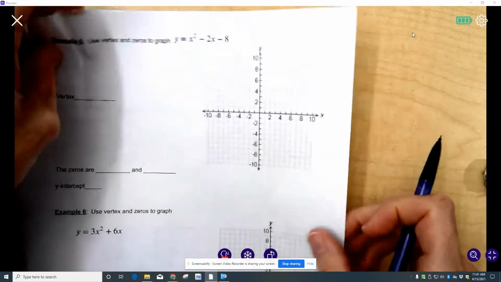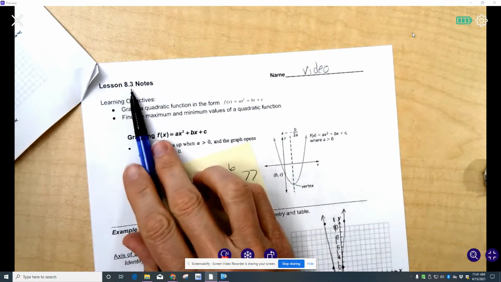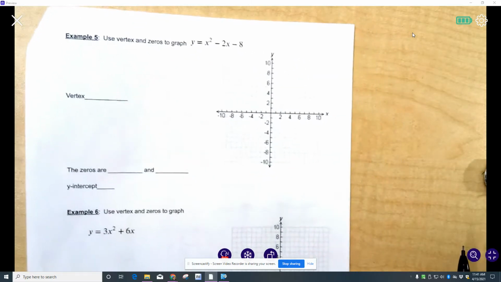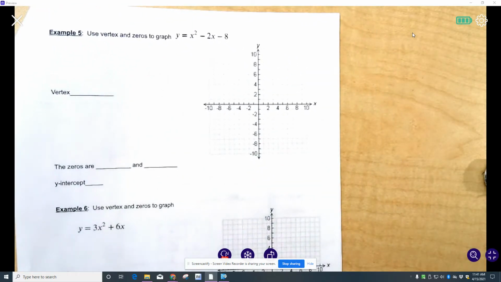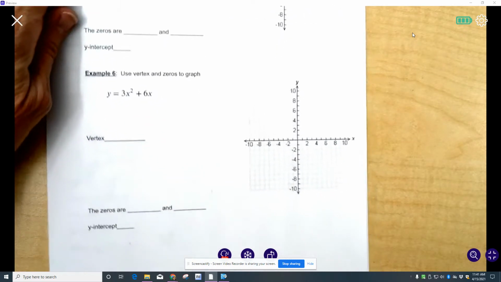Algebra 1 students, this is the third and final video for section 8.3. In your note packet, there's a couple of examples at the back with a different strategy for graphing. This is page 5 in your note packet, example 5.